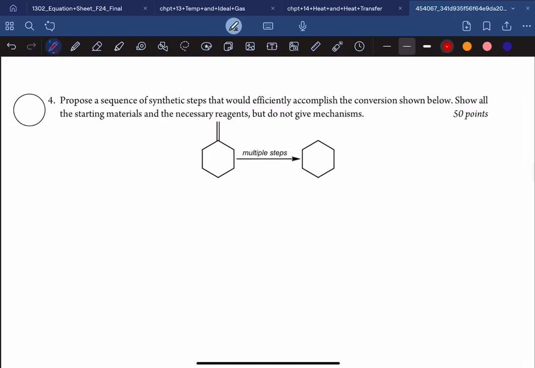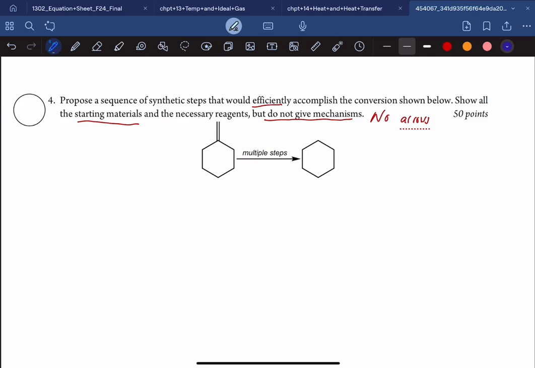Next question. Propose a sequence of synthetic steps that would efficiently accomplish the conversion shown below. Show all the starting materials and the necessary reagents, but do not give mechanisms. So this is just no arrows, okay? So this looks super weird. We lost carbon somehow. Yeah, you might be really confused at this. And me too, looking at this. But let's just break it down step by step, right?